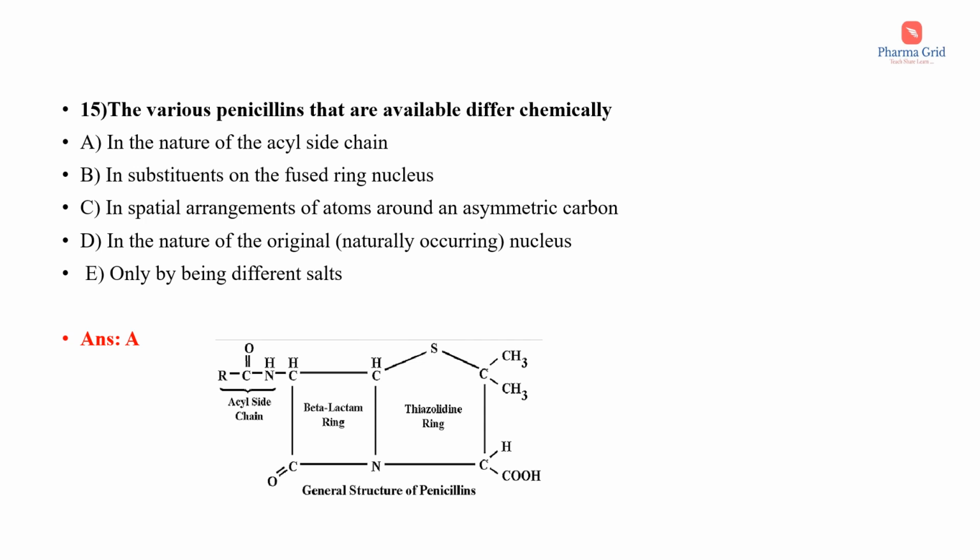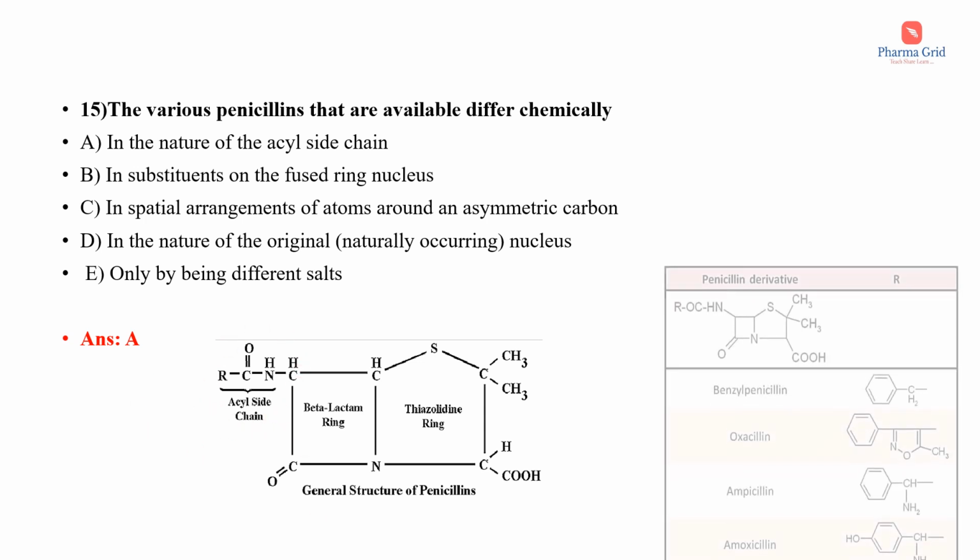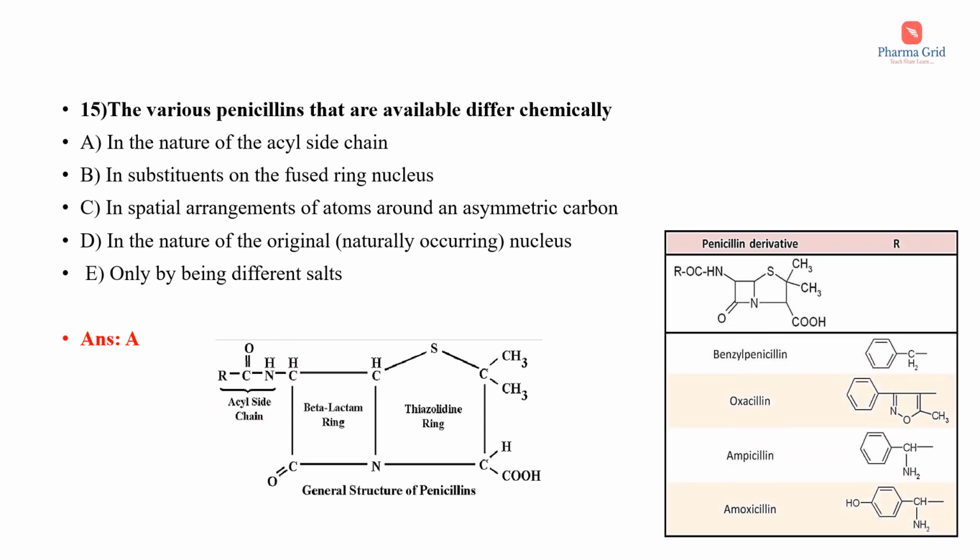Penicillin comes under beta-lactam antibiotics. So this is the beta-lactam ring and this 5-membered ring is the thiazolidine ring. This is the acyl side chain. The penicillins differ chemically in the nature of the acyl side chains. And here you can see the different penicillin derivatives and their R side chain. Based on their R side chain, they are named as benzyl penicillin, oxacillin, ampicillin, amoxicillin, piperacillin. All these differences are on the acyl side chain.